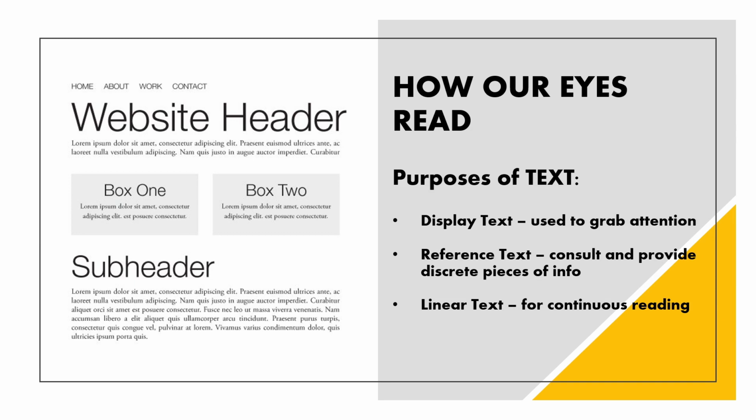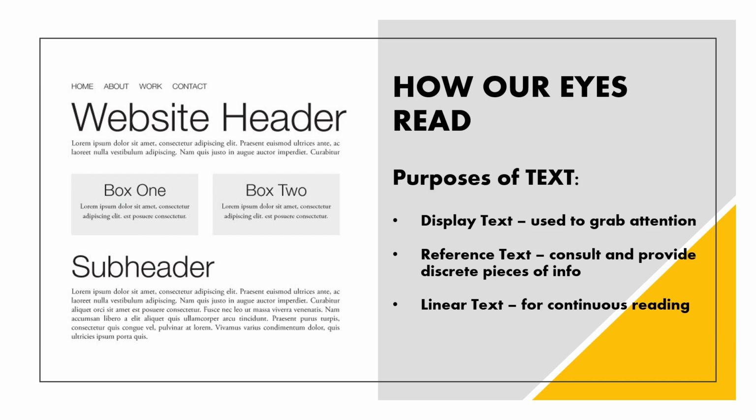Now, let me tell you this, that typography is not about designing an environment for optimum reading speed, or retention, or even comprehension. But typography is about designing an inviting, comfortable reading experience. So, to do this, we first need to know how people actually read, how our eyes read. Broadly speaking, a piece of text will serve one of three purposes. The first is display text. Display text is used to grab attention and set a mood. It is intended initially for looking at.